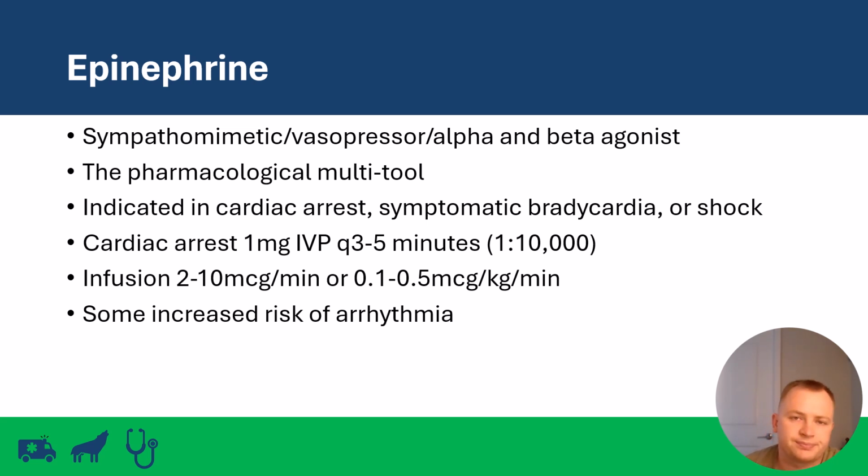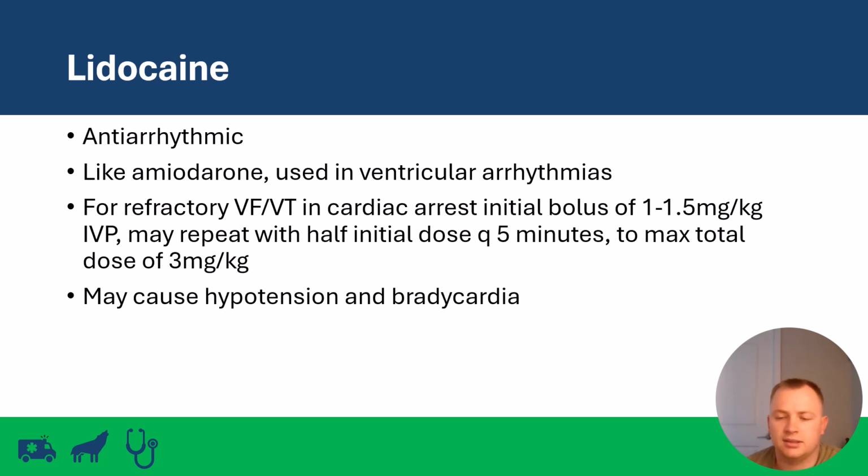Next, we got lidocaine. So lidocaine is also an antiarrhythmic. It's very similar to amiodarone. It's used in ventricular arrhythmias. If you have a patient in cardiac arrest and they have refractory VFib or VTAC, you're running your code, you've shocked them a few times, and nothing's changing, you can give them an antiarrhythmic. And the initial dose of lidocaine is 1 to 1.5 milligrams per kilogram IV push, and you can repeat that at half the dose after 5 minutes if needed, and you can keep repeating that every 5 minutes to a total max dose of 3 milligrams per kilogram.